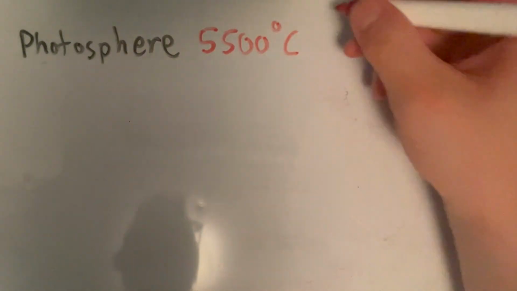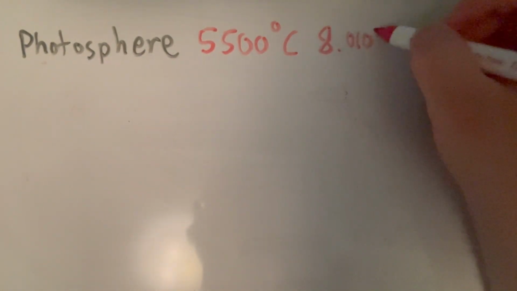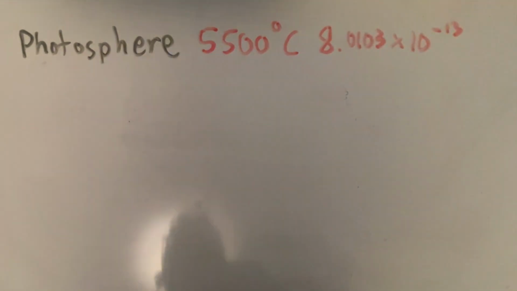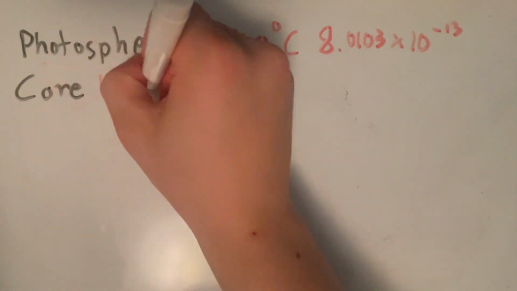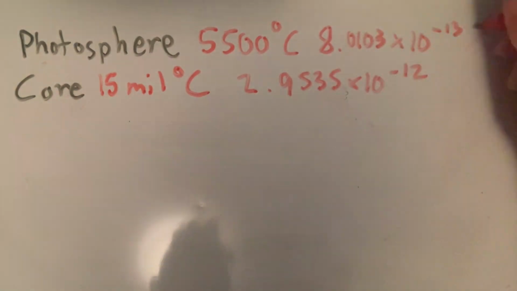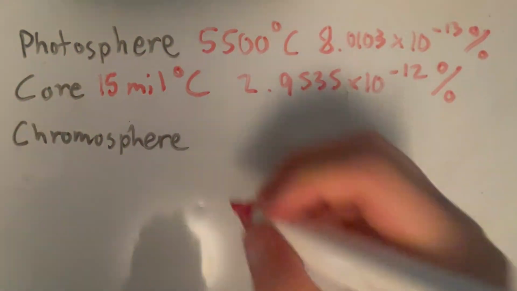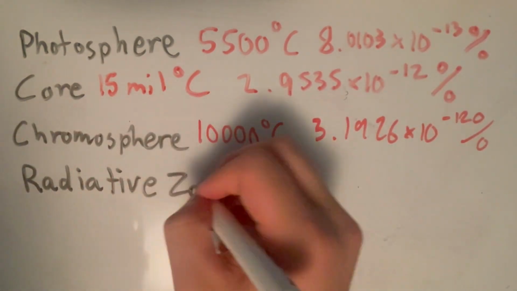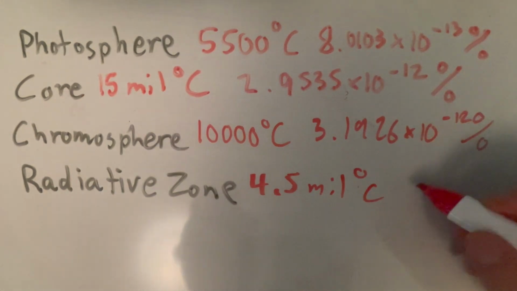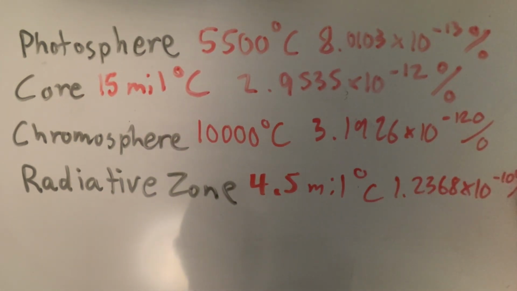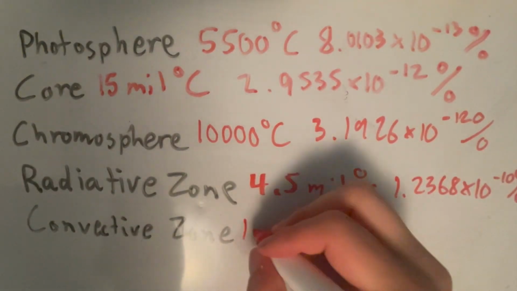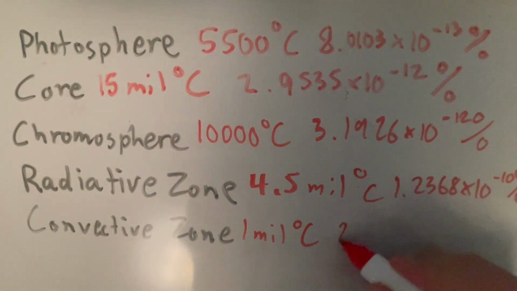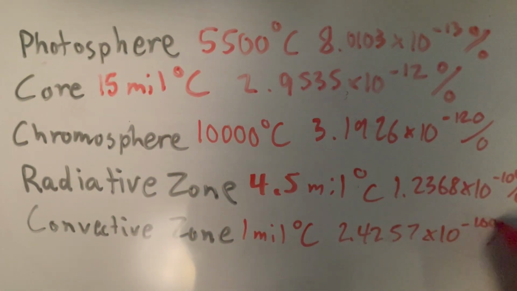The photosphere, although larger, still only takes up about 8.0103 times 10 to the negative 13% of the solar system. The core, 2.9535 times 10 to the negative 12. The chromosphere, 3.1926 times 10 to the negative 12. The radiative zone, 1.2368 times 10 to the negative 10%. And the convective zone, 2.4257 times 10 to the negative 10%.